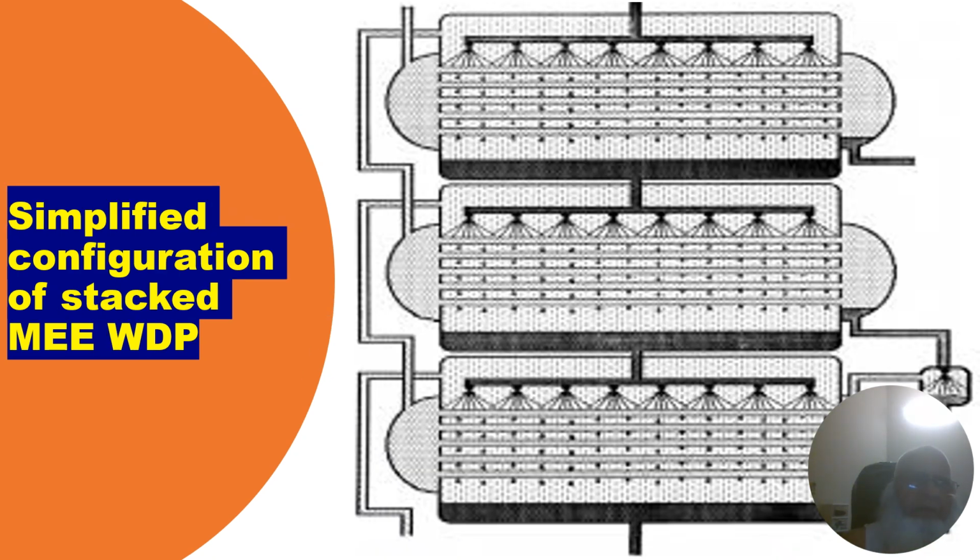This slide shows the simplified configuration of stacked multiple effect evaporators, water desalination plants. This configuration is again self-explanatory. You can see how the feed water enters into the stack and is sprayed on the first evaporator, then comes to the next evaporator, then the next, and then eventually it produces the distilled water or desalinated water, and the brine goes back to the sea.